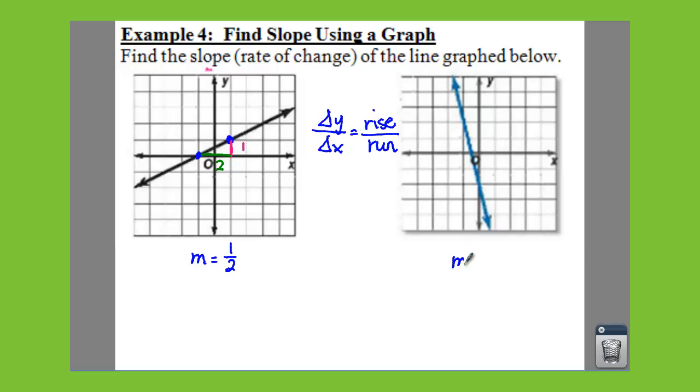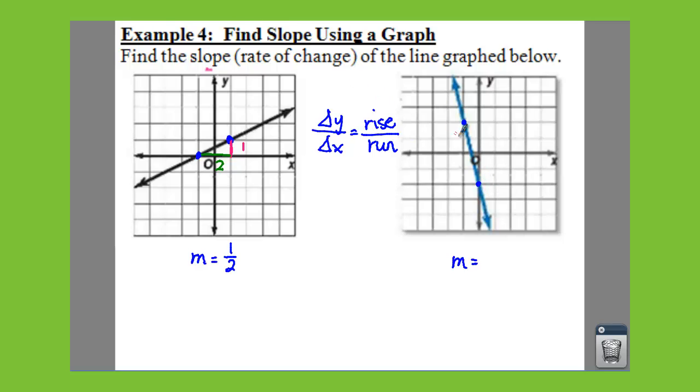So if we look at the second graph over here on the right, we're going to look at the rise. So we're going to need to choose 2 points. So let's see, here looks like a good point. That's not a good point because it doesn't go through a nice little area. No, here's a good point.